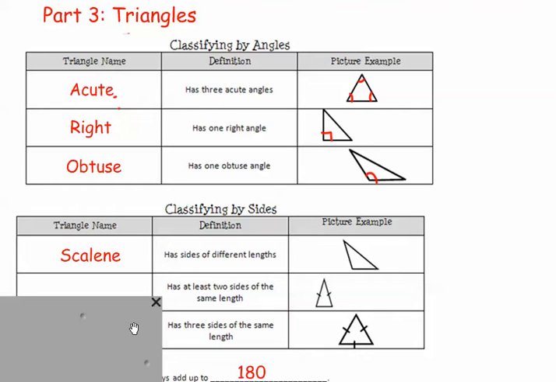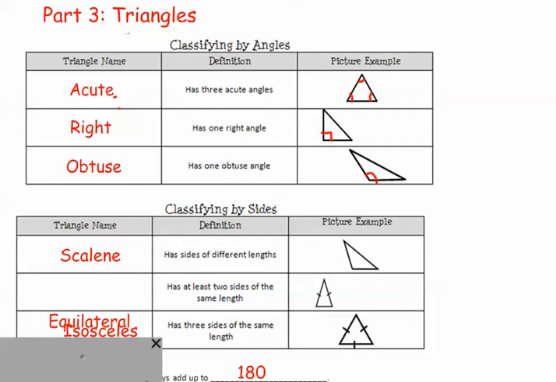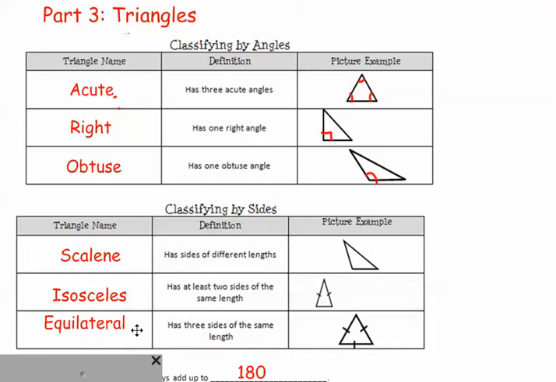Has two sides the same length. Isosceles, okay? An isosceles triangle has two sides the same. And the last one, an equilateral, has all three the same.